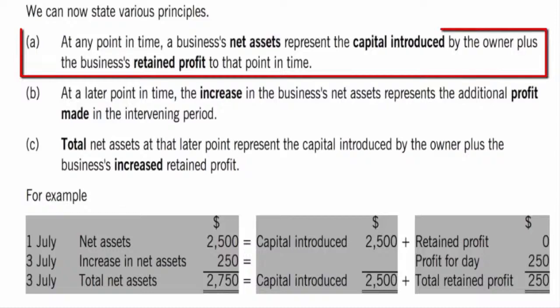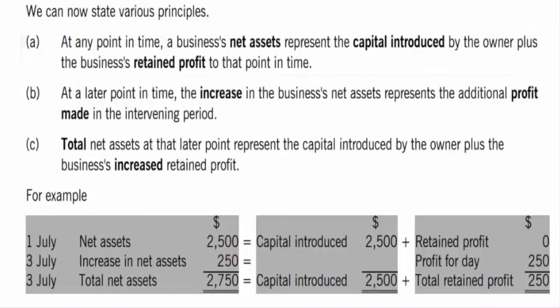1. Net assets represent the owner's stake. At any point in time, a business's net assets represent the capital the owner has put in, plus any retained profit the business has earned over time. For Neelam, at the beginning of the day, her net assets were $2,500. This was all capital with no retained profit yet, because she hadn't earned any profit for that day yet.